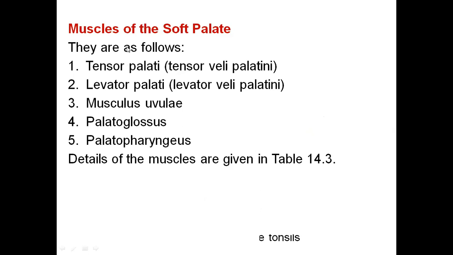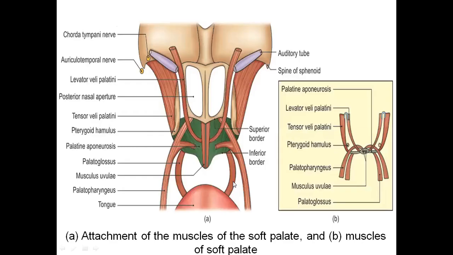To summarize, the muscles of the soft palate are tensor palati, also called tensor veli palatini, levator palati, also called levator veli palatini, musculus uvulae, palatoglossus, and palatopharyngeus. We will see the details of origin, insertion, nerve supply, and action in the following table which comes now.